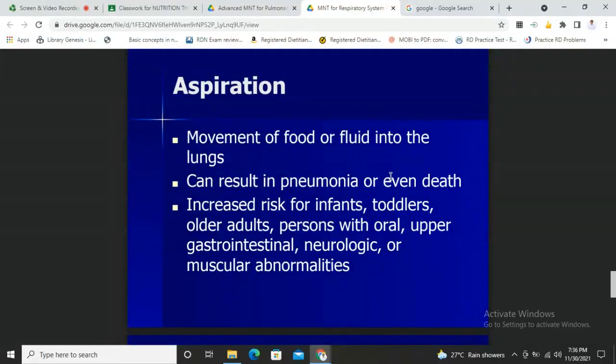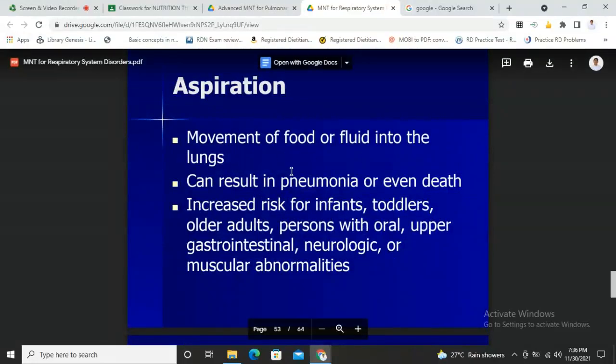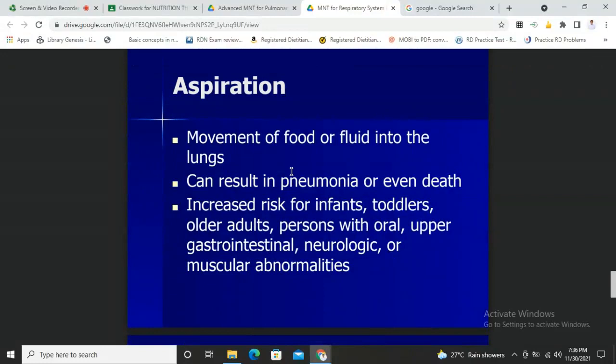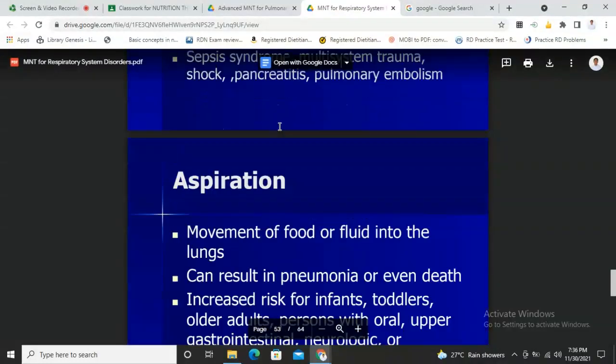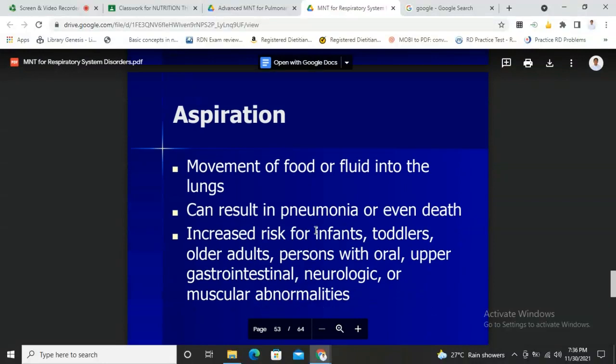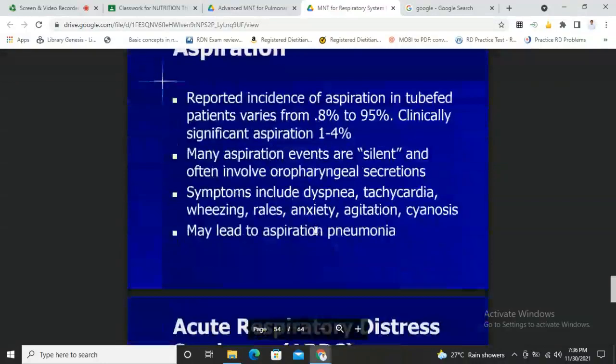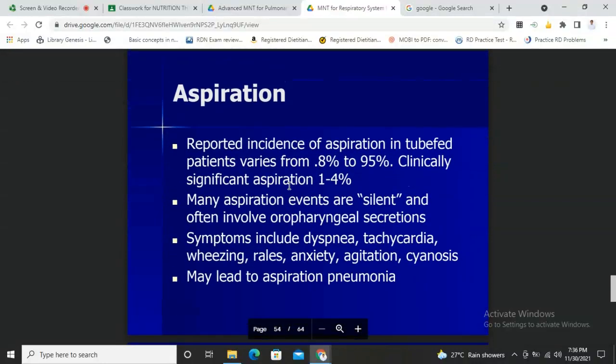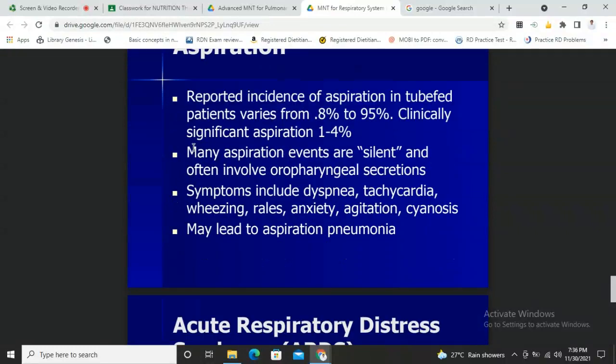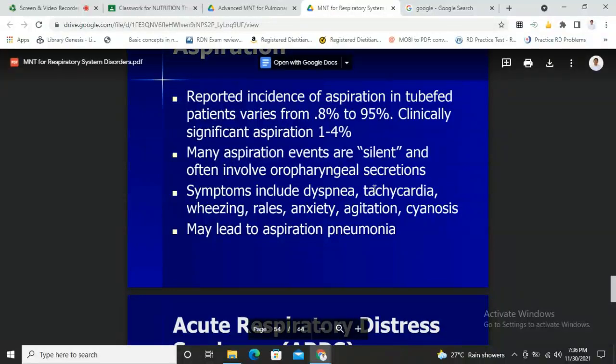Aspiration is movement of food, mao nitong gi-discuss nako. And this can result to aspiration pneumonia. So, reported incidence of aspiration in tube-fed patients varies from 0.8% to 95%. Clinically significant aspiration is 1 to 4%. Many aspiration events are silent and often involve oropharyngeal secretions.